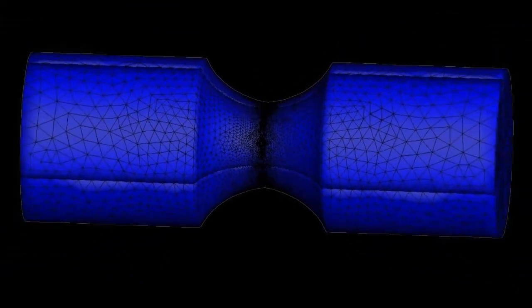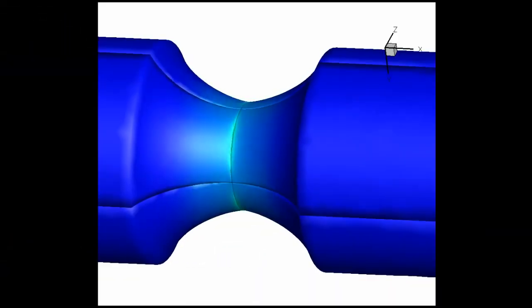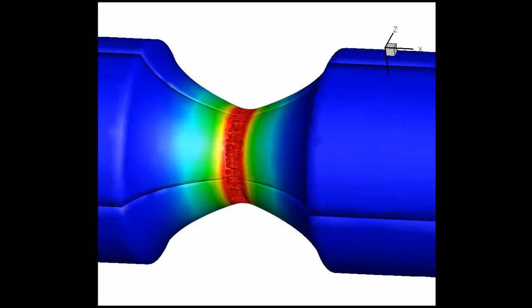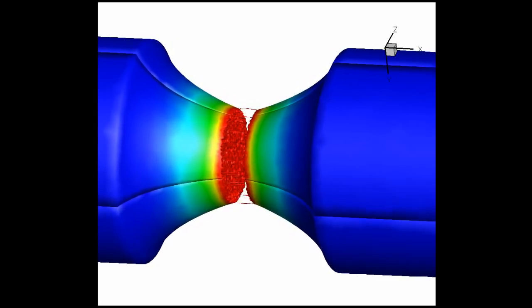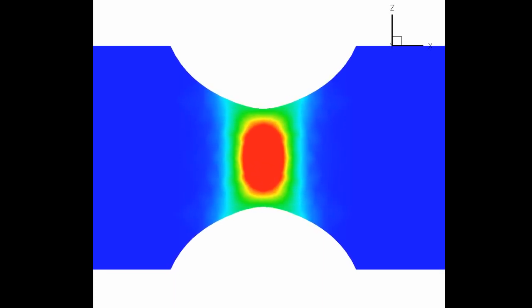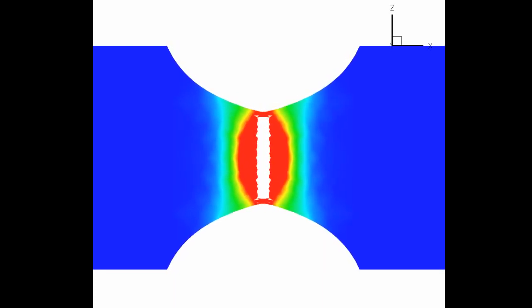The simulation you see here is another tension test, where this notched bar is pulled until it fails. One of the very useful things about computational simulations is that we are able to look inside the material to see how the failure process occurs. You can see here that failure occurs as a crack that starts at the center of the member and propagates outward.